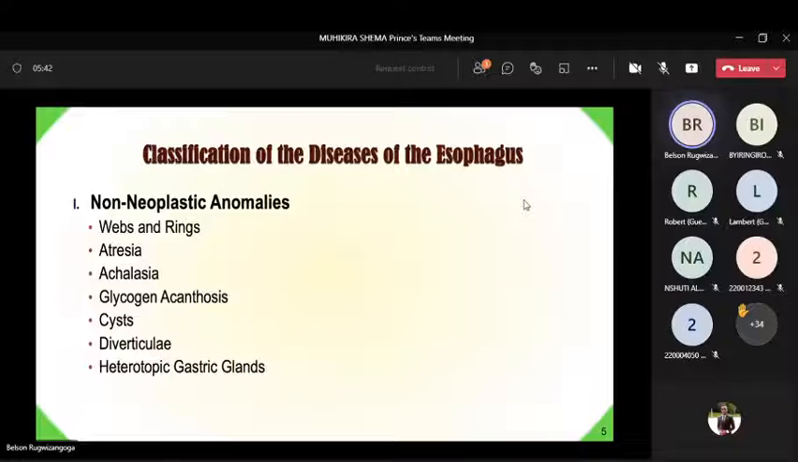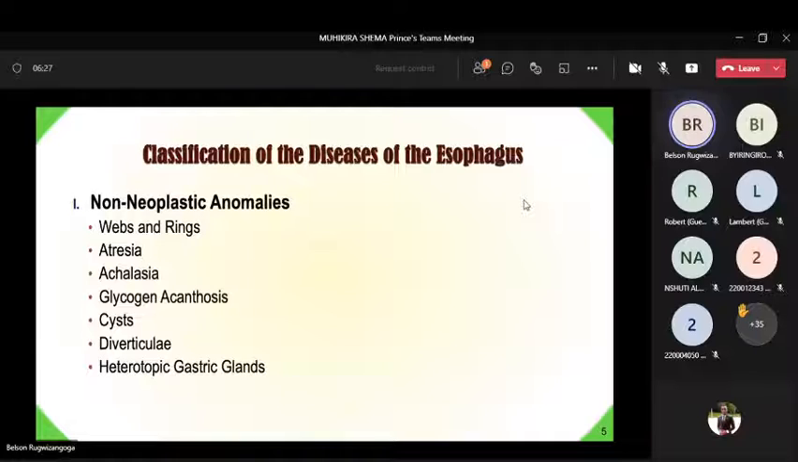So here we are showing some non-neoplastic anomalies, and most of these are just developmental anomalies. Webs and rings are abnormal structures within the esophagus, and they can cause problems in digestion. So we have atresia. Atresia, you know, is when there is a part of the organ which is missing. There are some children who are born without a continuous esophagus, meaning that they have a short esophagus, sometimes connected or continuous with the trachea, and you understand the consequences.